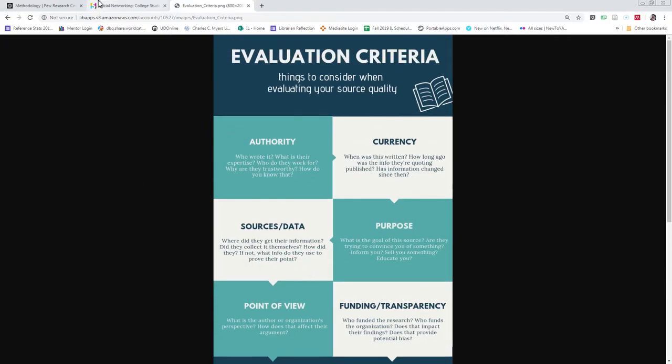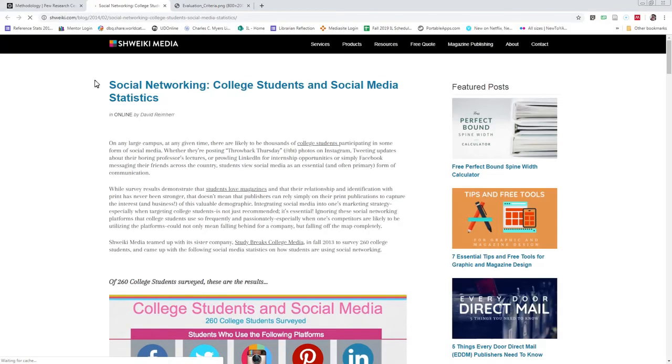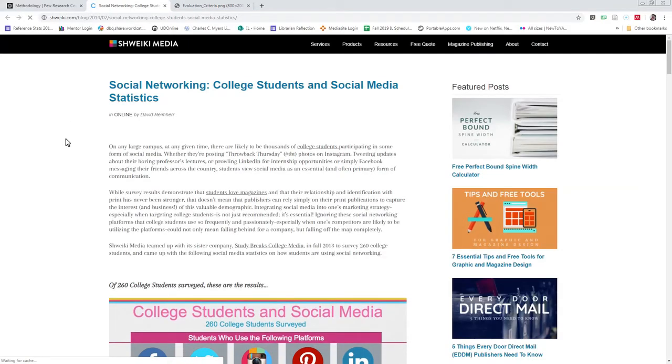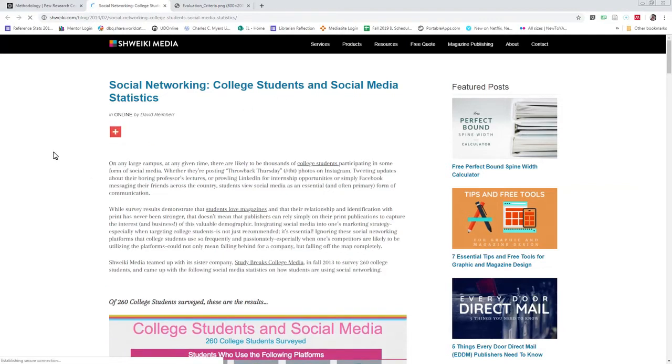Okay, so we're going to look at another website, and when I searched for social media and college students, this one was also on that first page of results for me. So this is about social networking, again, statistics, which I'm always really interested in. So again, we're going to walk through it the same way we did this time.